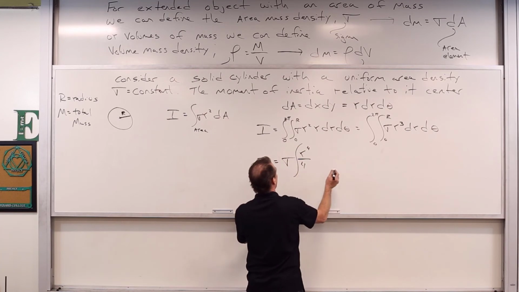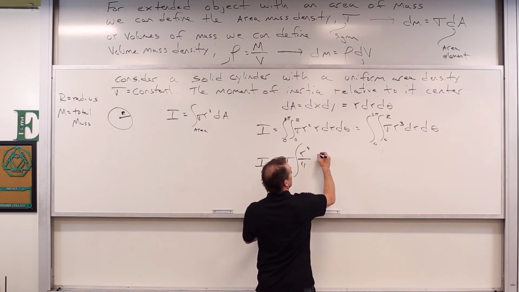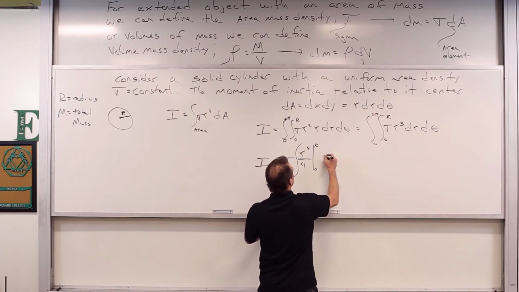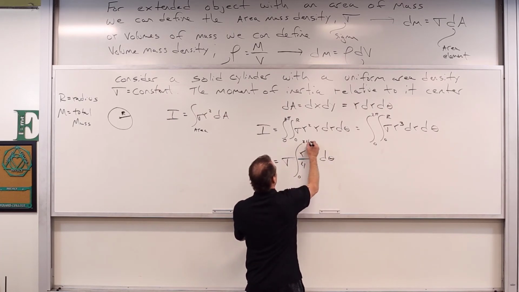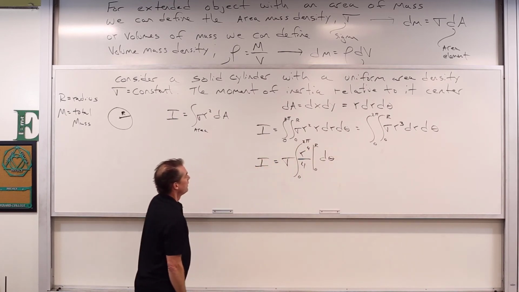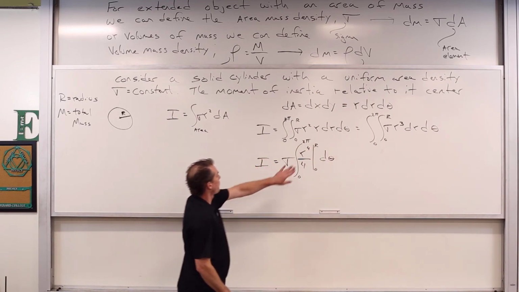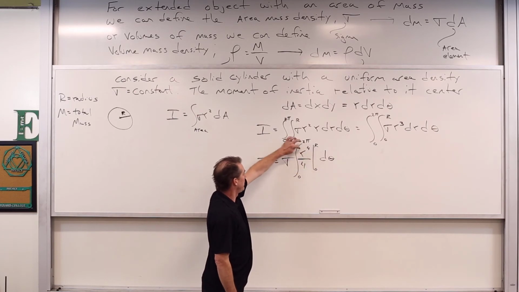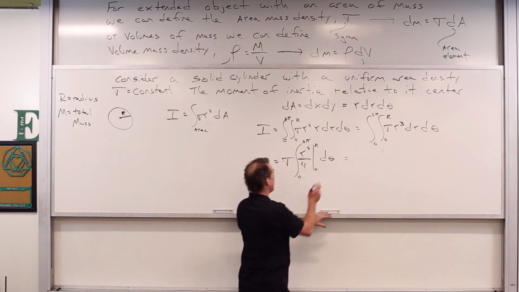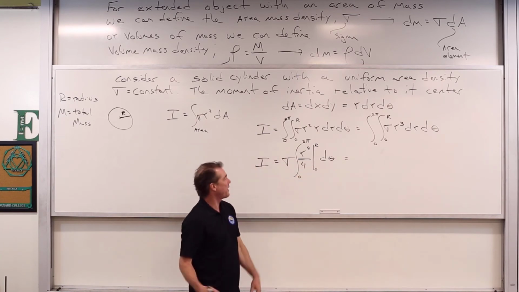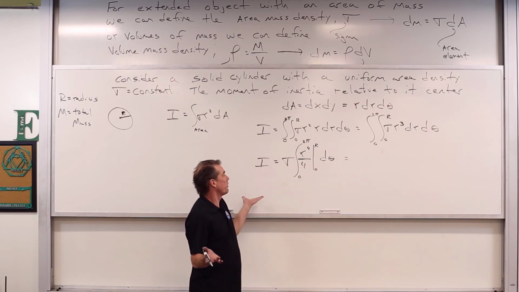So r to the 4th over 4, evaluated from 0 to r, d theta from 0 to 2 pi. So there's no theta dependence for r. This is just going to be r to the 4th over 4, which we could really just pull out. We know that the integral of d theta is just equal to theta from 0 to 2 pi, which is going to give us a factor of 2 pi.